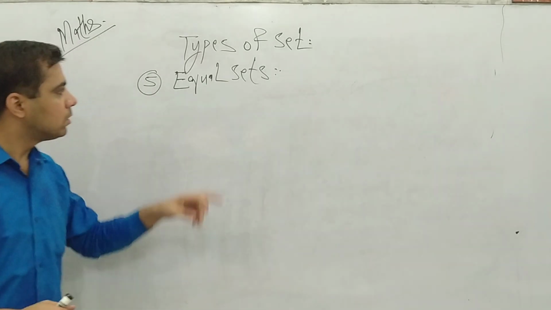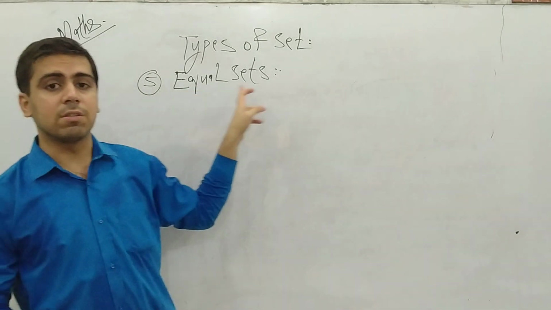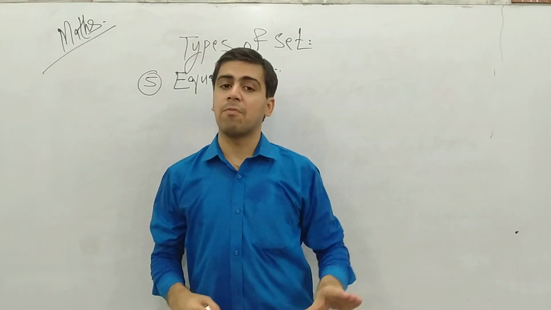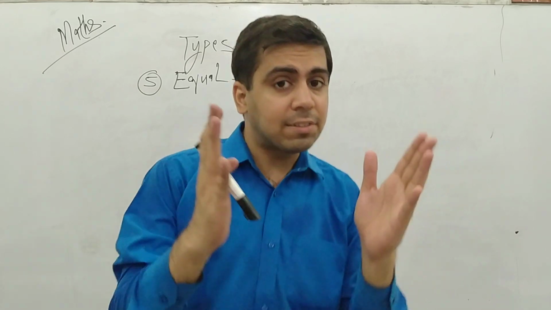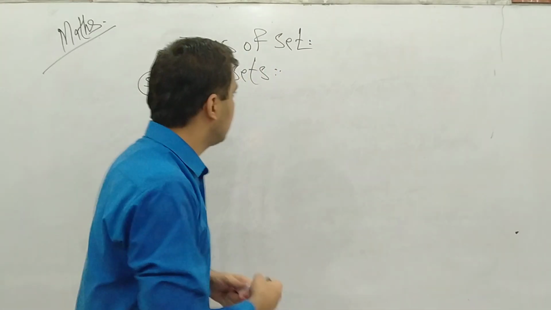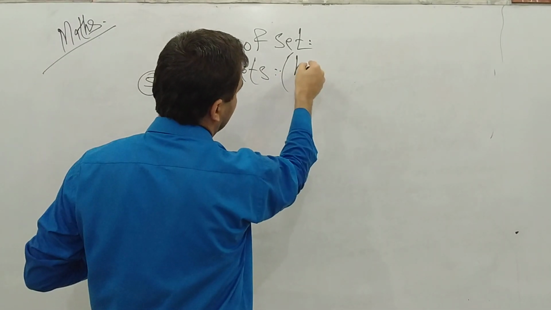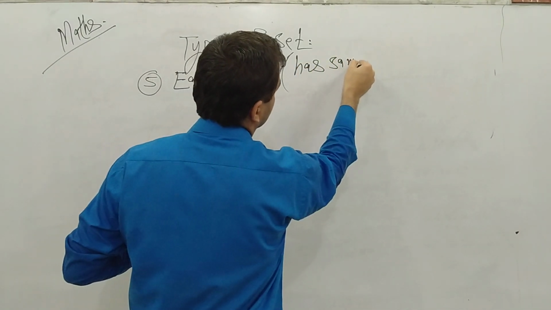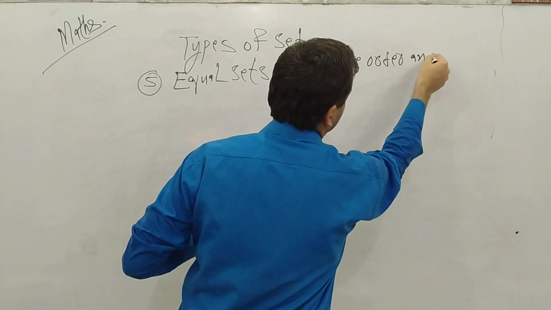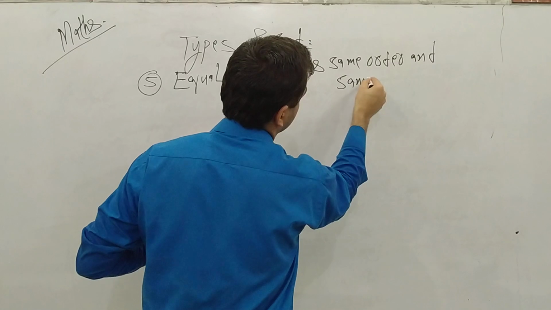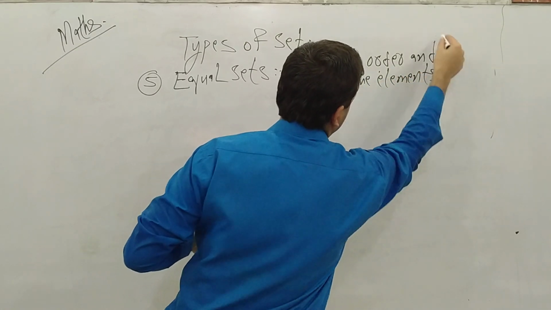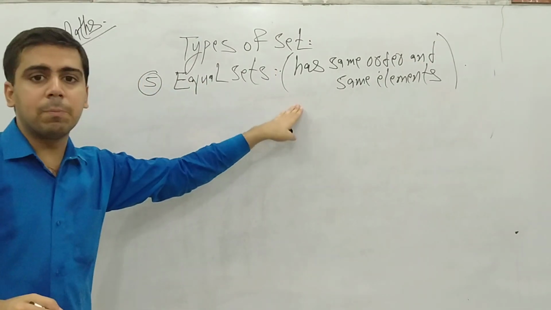My students, the first type of set is an equal set. Equal sets are those sets which have the same order and the same number of elements. Again I repeat, sets which have the same order and same elements are called equal sets. We can write here: same order and same elements. So then this will be known as an equal set.